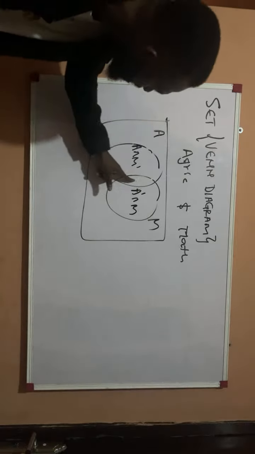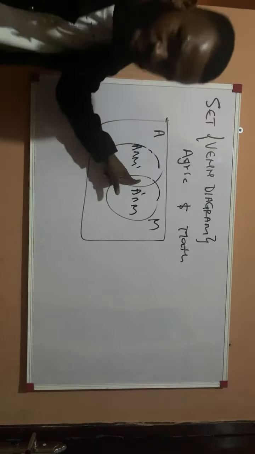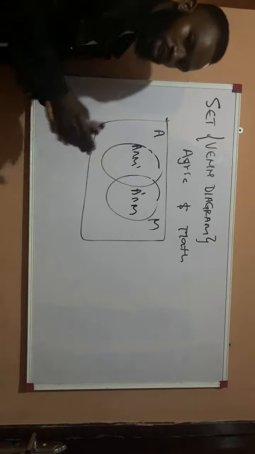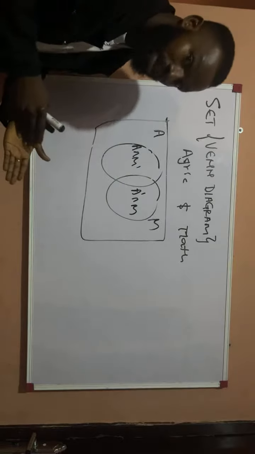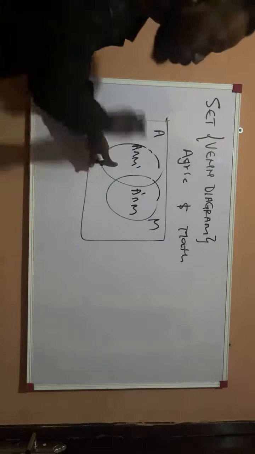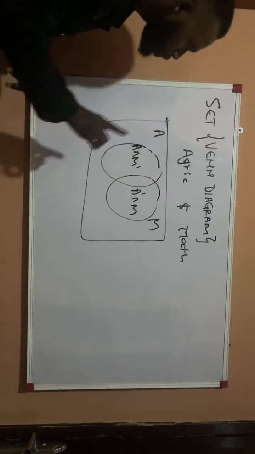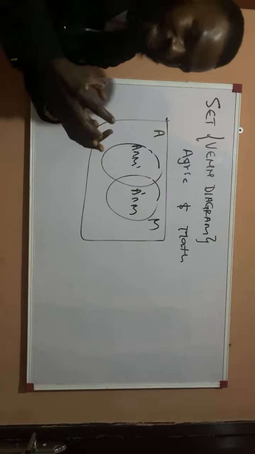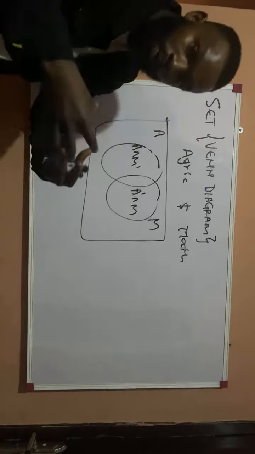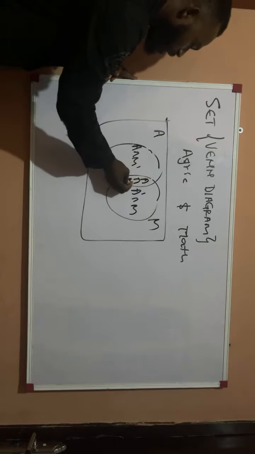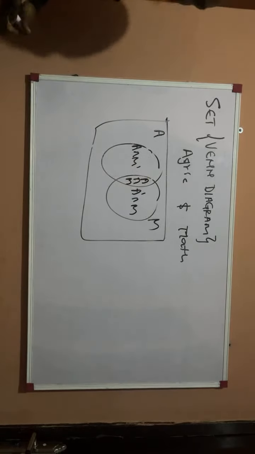Now, at the center, there's what we call the point of intersection. This point talks about students that offer both Greek and mathematics. Because it could be that in the class there are some students that do both subjects. So those that do both subjects are in the middle. It is the intersect, what they do in common. So here it becomes, they offer Greek and also they offer mathematics.